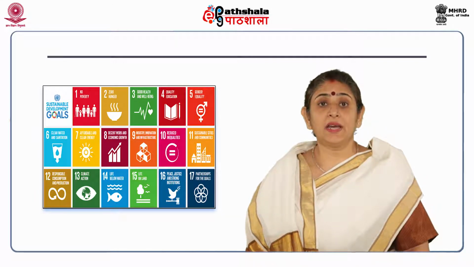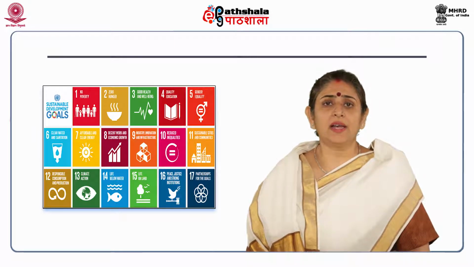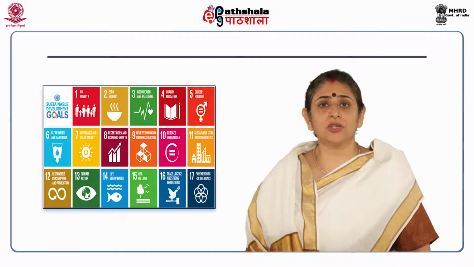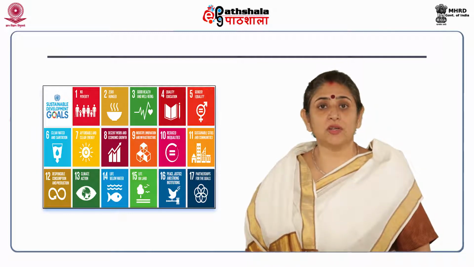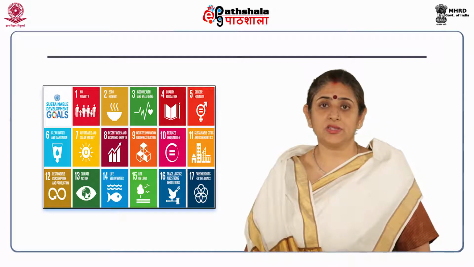According to UNDP SDG Report 2016, following are the SDG goals. Goal number 1, end poverty. End poverty in all its forms everywhere. Goal 2, zero hunger. End hunger, achieve food security and improve nutrition and promote sustainable agriculture. Goal number 3, good health and well-being. Ensure healthy lives and promote well-being for all at all ages.